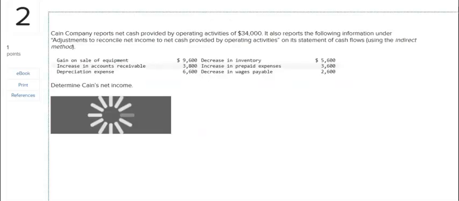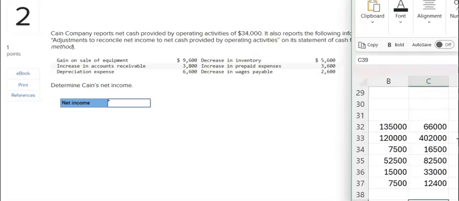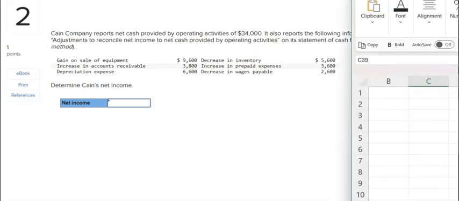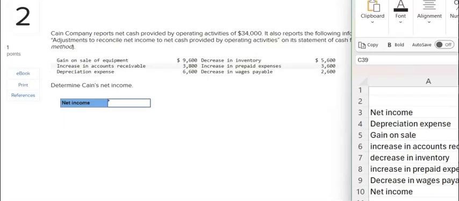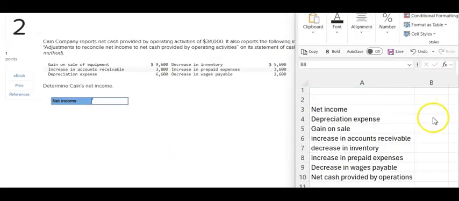All right, next one. They want the net income. They give you all of the amounts. So what I recommend you do is you list out, where is mine? You drop everything in to the format. So, right, we know we have our net income. And let me make this a little bigger. And then we add the depreciation expense. We subtract the gain on sale, right? And then we analyze the current assets and current liabilities. So in my example here, the net cash is $34,000.